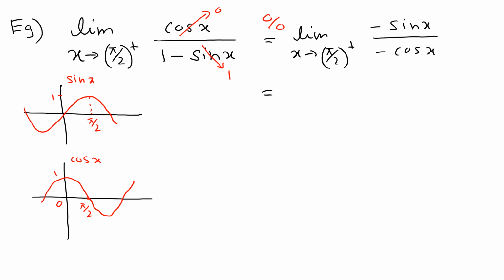So we only have limit x goes to pi over 2 plus. So we have sine over cosine. So what is sine over cosine? You know that sine over cosine means tangent.